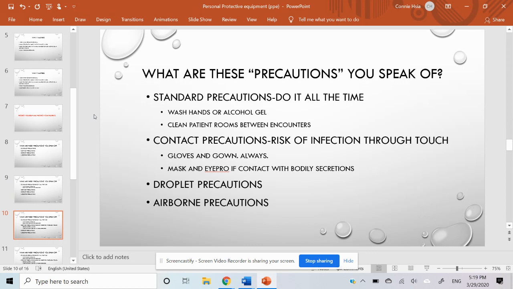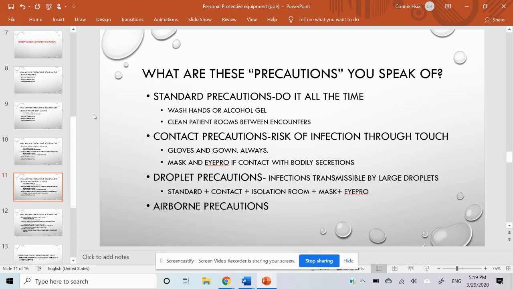Contact precautions, if there's an increased risk of infection through touching something. If it says contact precautions in front of a patient room while you're rotating in the hospital, you always want to wear gloves and a gown at the minimum, always. You can add on a mask and some eye protection if you think you're going to be in contact with body secretions. For example, if there's going to be blood, pus, or a lot of runny nose or something like that, and you think you need to take extra precautions.